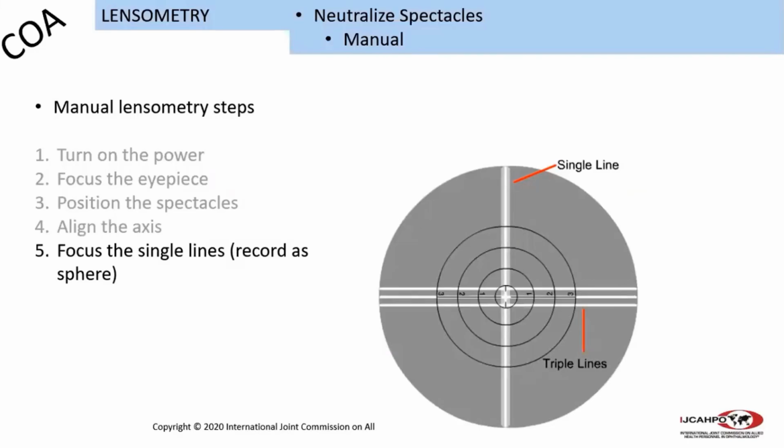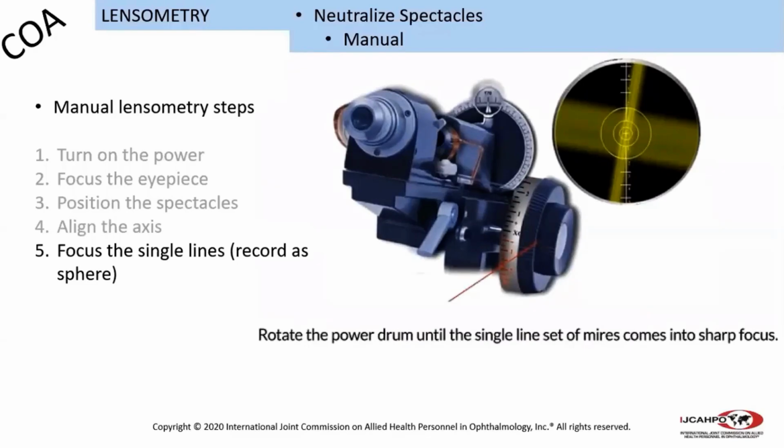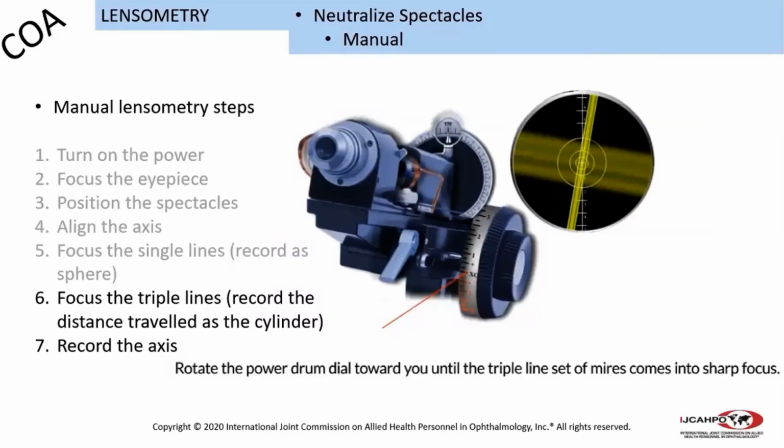You will focus the single lines and record this as the sphere. Rotate the power drum until the single line set of mires comes into sharp focus, as pictured. Focus the triple lines. This helps to record the cylinder power. You're going to record the distance traveled as the cylinder. Rotate the power drum dial towards you for plus cylinder until the triple line set of mires comes into sharp focus. It's the distance traveled from your sphere reading to your cylinder reading that records your cylinder power. You would then record the axis directly off the axis wheel.